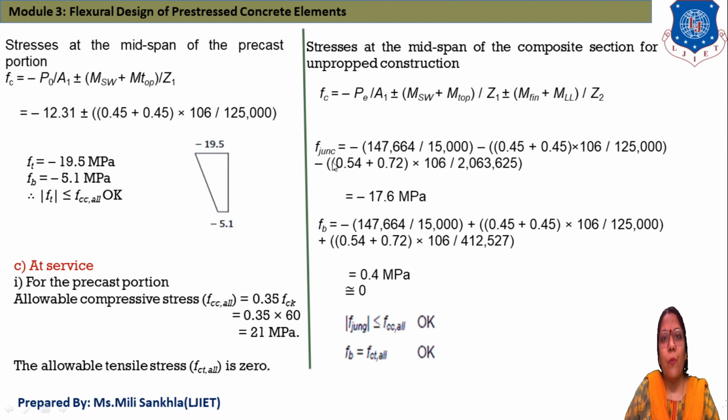Now at the junction point our answer is less than or equal to the allowable compressive stress, and for bottom again that is equal to fct all. Because here it is a type 1 member, the allowable tensile stress we take as 0 and our bottom stress is equal to 0, that is equal to fct all. And for the junction or top zone the values are less than or equal to the allowable compressive stress. That means again the checks are okay for this composite section for unpropped construction.